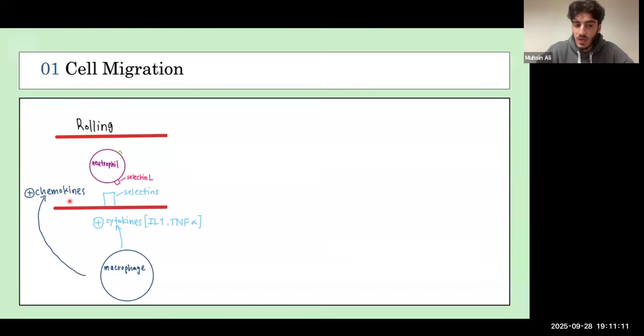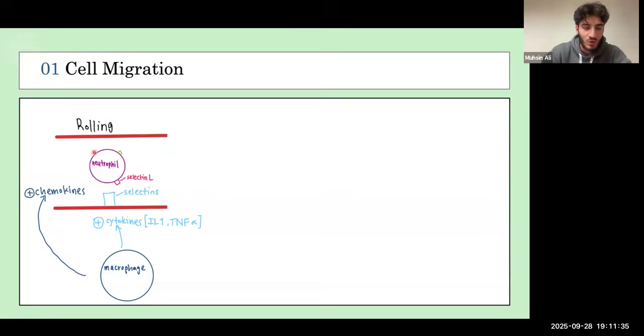The first one being chemokines. Chemokines are just chemicals that are going to tell the neutrophil, hey, I need you to come to this specific site of the tissue so that you can come in and phagocytose the remaining microbes. The second thing is your cytokines. Your cytokines are interleukin-1 and tumor necrosis factor, which is your TNF-alpha. And what these cytokines do is they're going to express certain proteins on the endothelium.